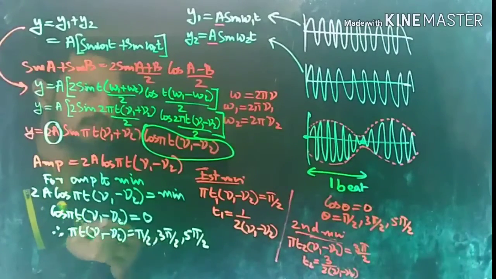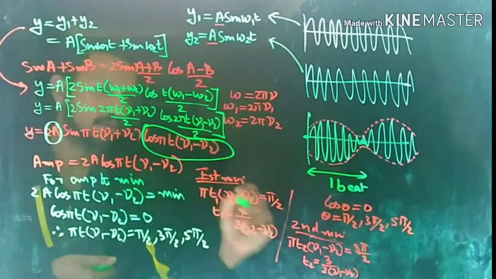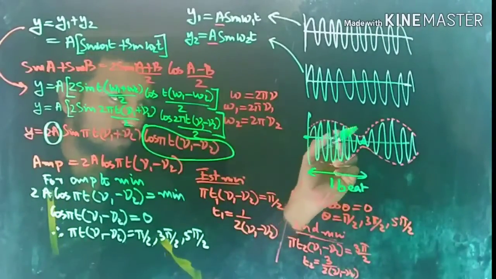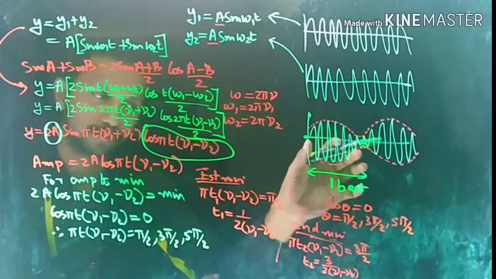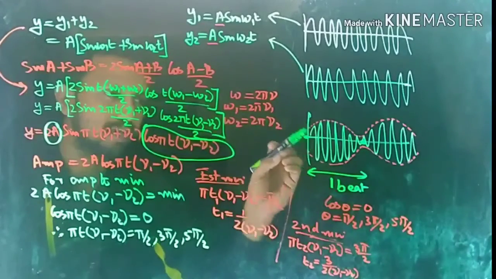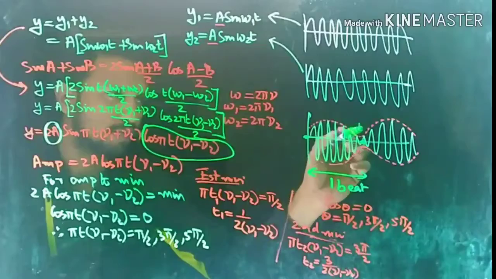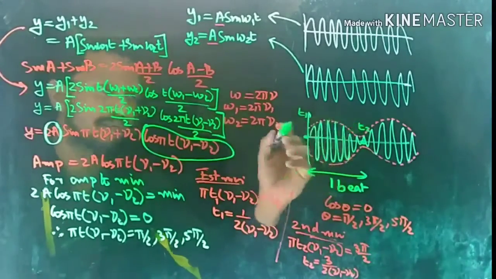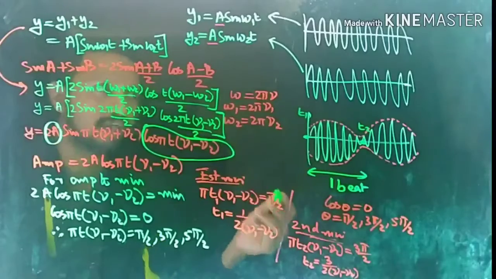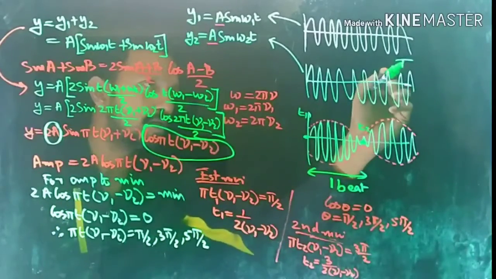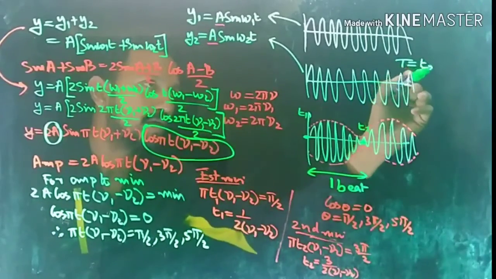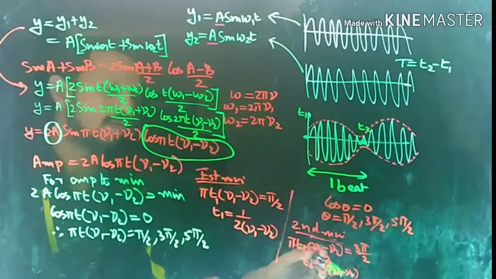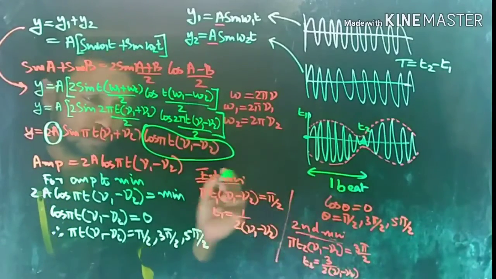One beat will pass in the time between these two minima. That is, the time period of one beat will be the time difference between t2 and t1. If we subtract t1 from t2, we get the beat time period. Therefore, beat time period will be t2 minus t1. What is t2? It is 3 by 2 into nu 1 minus nu 2. And t1 is 1 by 2 into nu 1 minus nu 2.